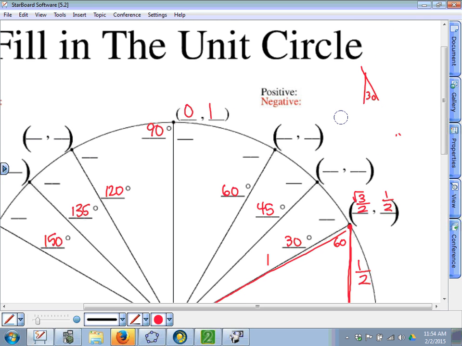Now, I wish I had time to show you all the rest. I don't. This is what you need to have written. You need to have that point right there. Square root of 3 over 2, comma 1/2.